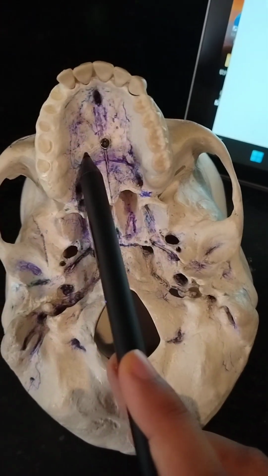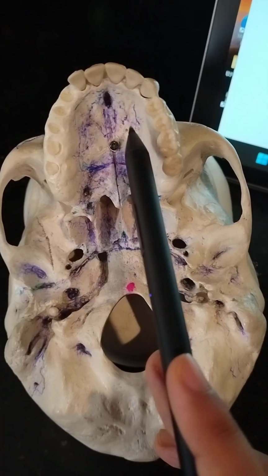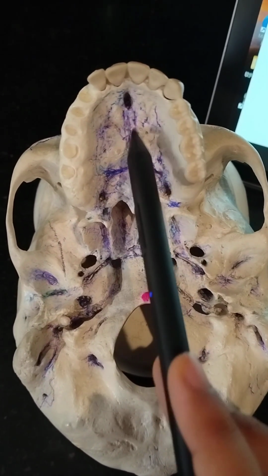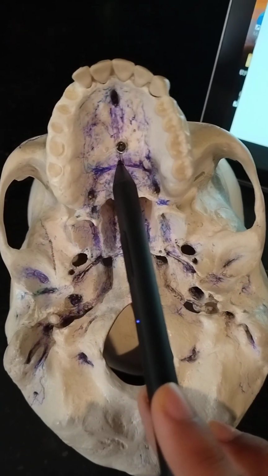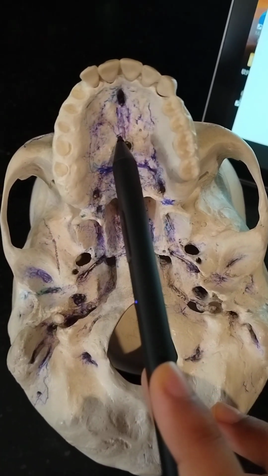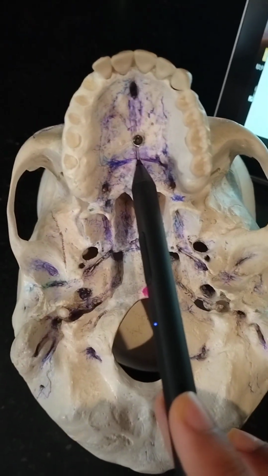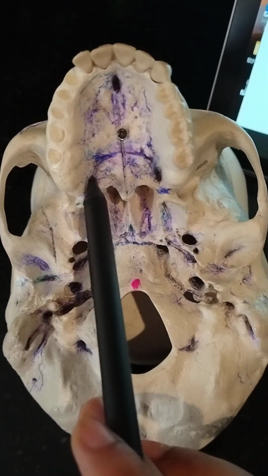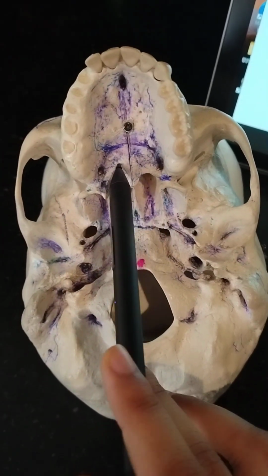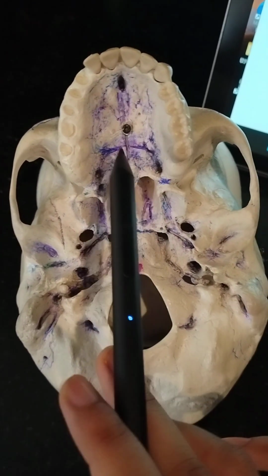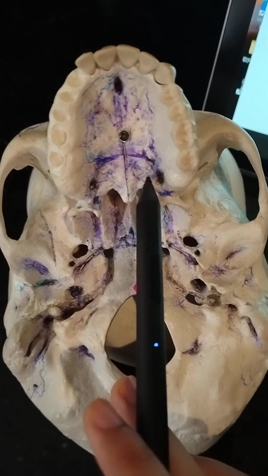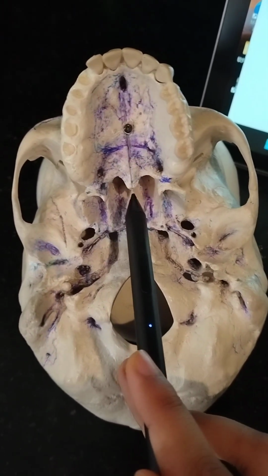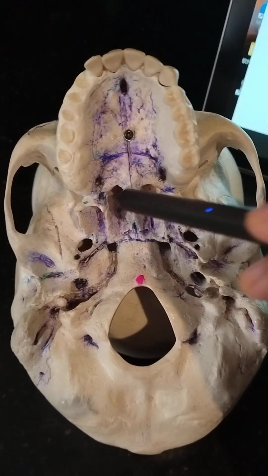The anterior 2/3 of the hard palate is formed by the palatine process of the maxilla. So the palatine processes, there are two, and they join at the intermaxillary suture. While the posterior 1/3 part of the hard palate is formed by the palatine bones, and they form the interpalatine suture in the midline.